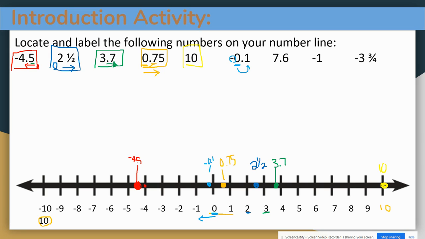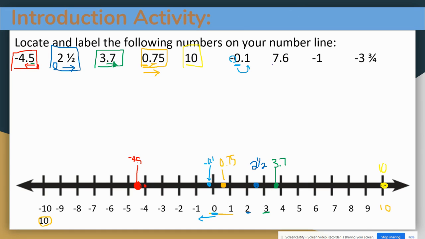If you're struggling with where to put the dot in relation to the two whole numbers, don't worry about that. We'll continue practicing it. Okay, go ahead and plot 7.6, or tell me which two whole numbers 7.6 would fall between.